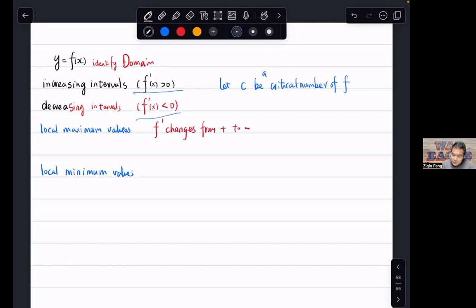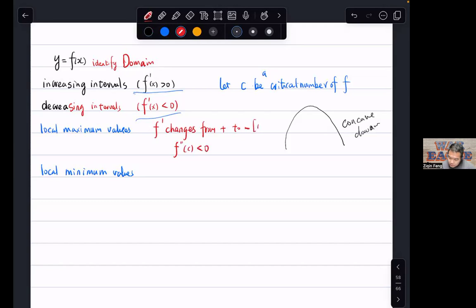If you try to sketch a picture, it's something like this. The function goes from increasing to decreasing. If you look at this picture here, you can see that the graph is concave downward, which means the second derivative should be less than 0. So the second derivative test says if you have f double prime of c less than 0, you get a local maximum value.